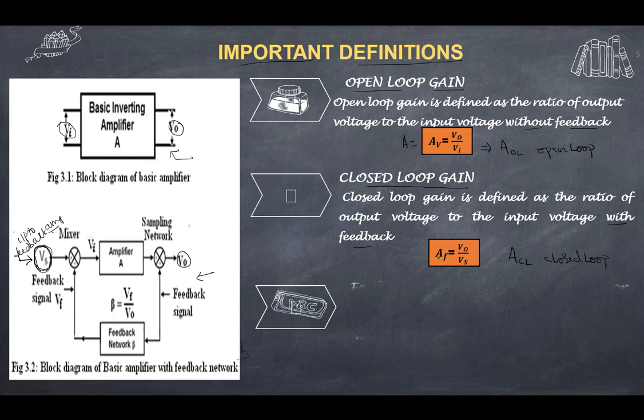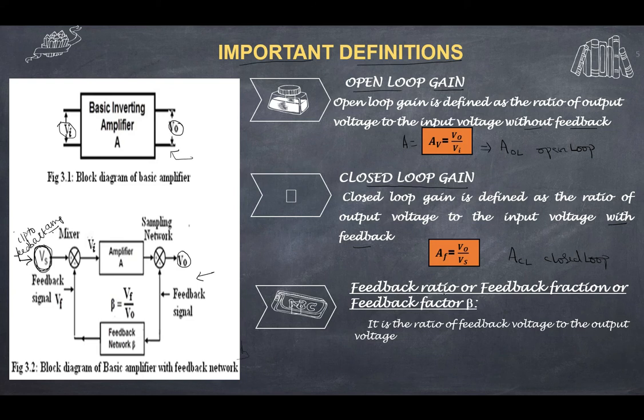Then the third and the important factor is feedback ratio or feedback fraction or feedback factor. Usually we call it as feedback ratio or feedback fraction. Now beta. This beta is totally different from the current gain of a transistor in common emitter mode. Both the notations are same, but in feedback amplifiers we call this as beta only, but this beta is nothing but the feedback factor, not the current gain. Again, feedback factor is the ratio of output to input.